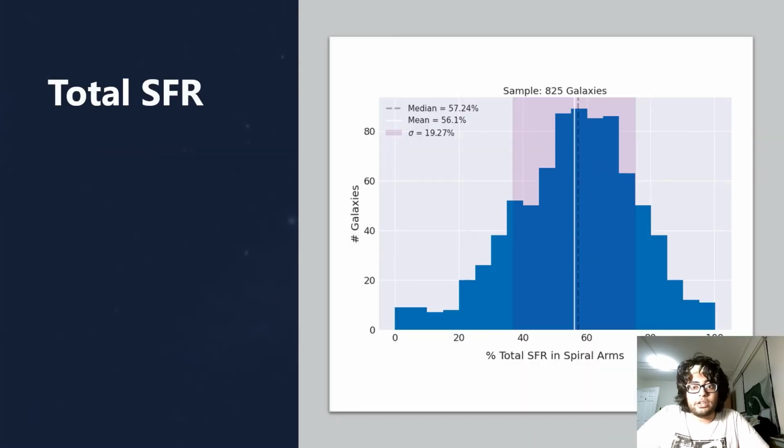The results. So first off, we can look at the total star formation rate histogram for our sample. We look at the percentage of star formation rate from the total global star formation rate happening inside spiral arms, and we plotted to see that around 57% of star formation occurs within spiral arms, which definitely corroborates Elmgreen and Elmgreen 1986's findings that there is significant star formation occurring in the interarm regions as well.